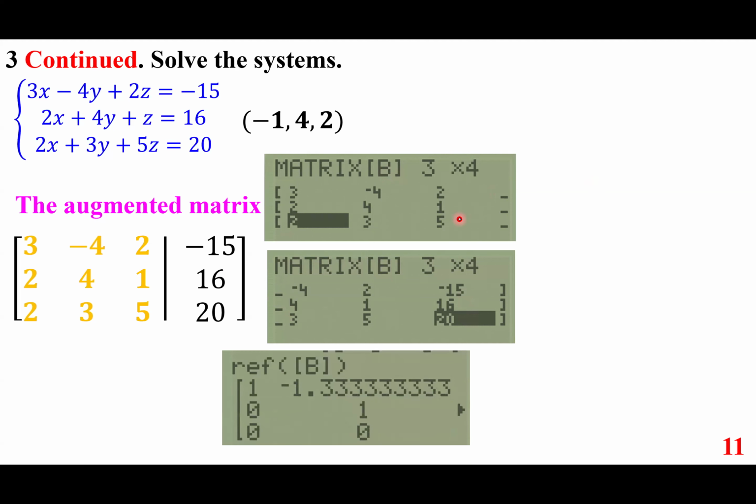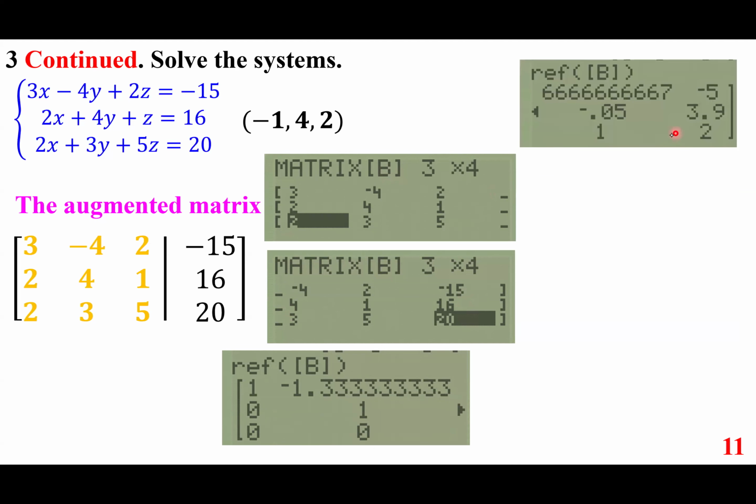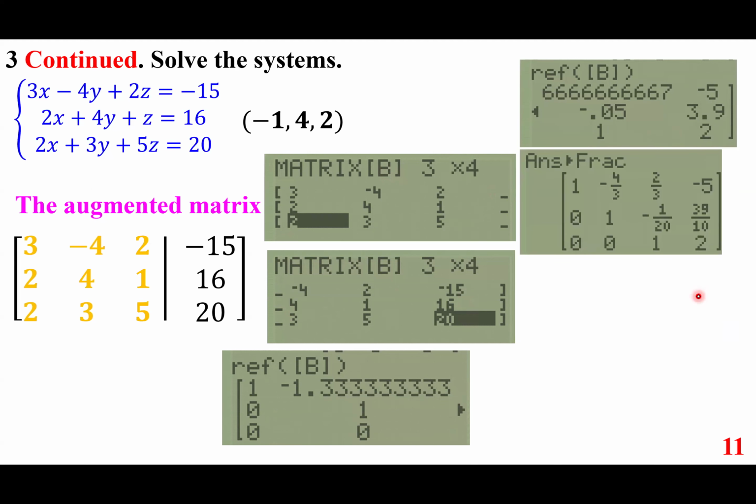You can do REF. Again, there's not enough room. I will show you the second half. And if I change it to fraction, I can see the entire thing. Please understand, this means the last variable, namely z, is equal to 2. Then you do the back substitution. This means y minus 1 over 20 z equals 35 over 3.